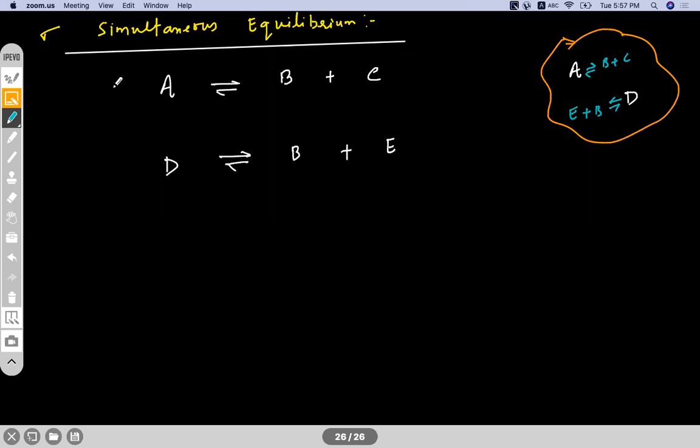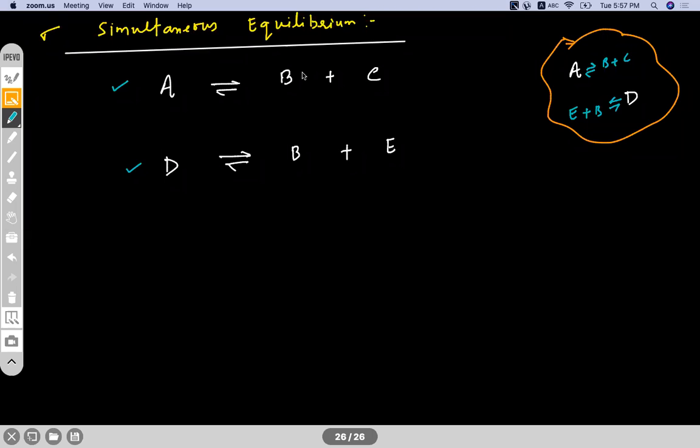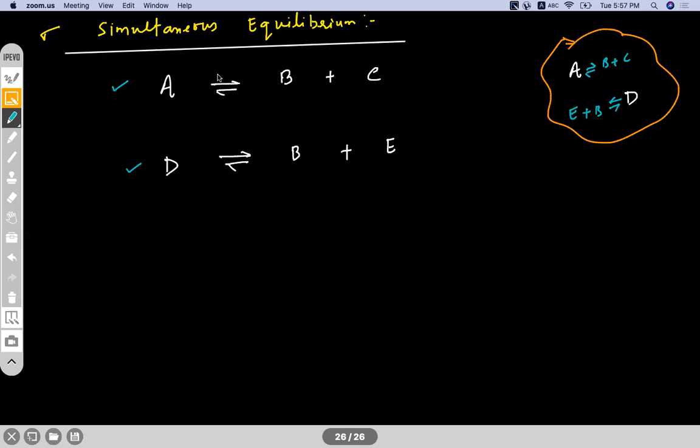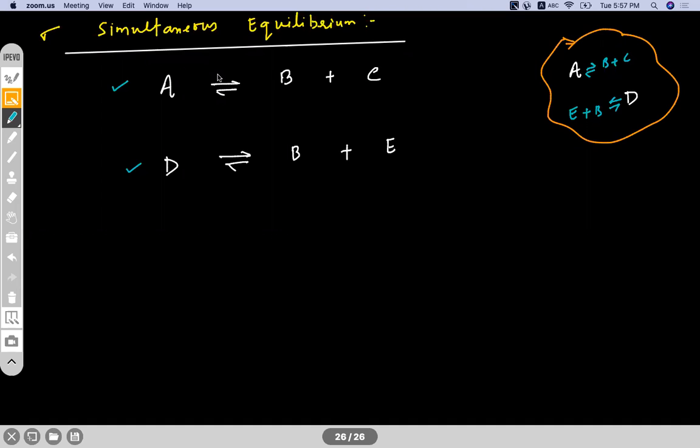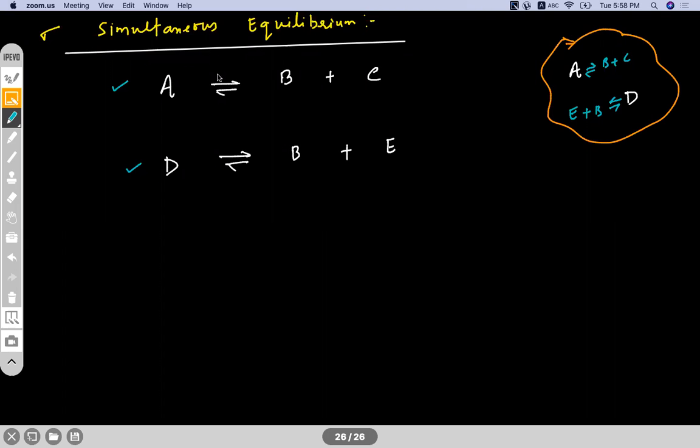Now, since the two reactions have one common product, if B is present in the vessel, it will affect the equilibrium of both reactions because both involve B. So whether the B is coming from A or D, it doesn't matter. It will affect the equilibrium of both reactions. Can we say that? Yes, agreed.